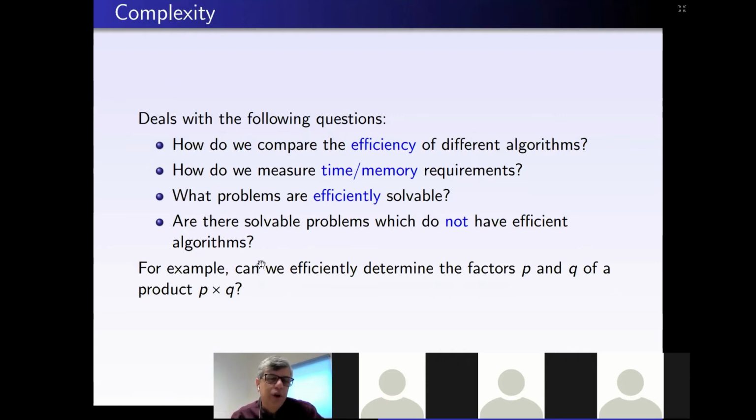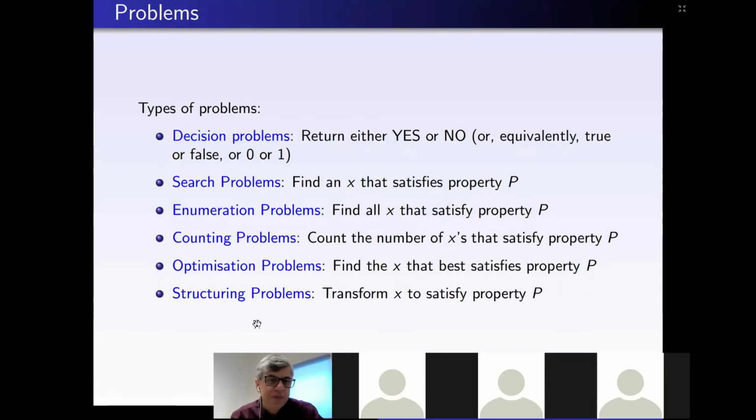How complex is the problem we are talking about? And are there solvable problems which do not have an efficient algorithm? For example, can we efficiently determine the factors P and Q of a product P times Q? Let's look at the types of problems. We might face a decision problem, with an answer of either yes or no, or equivalently true or false, 0 or 1. You're familiar with that. Search problems: find an X that satisfies property P.